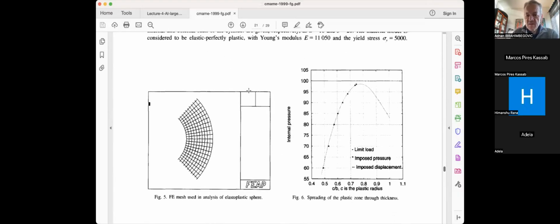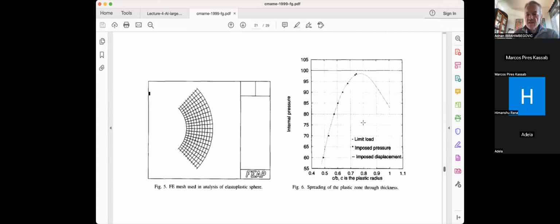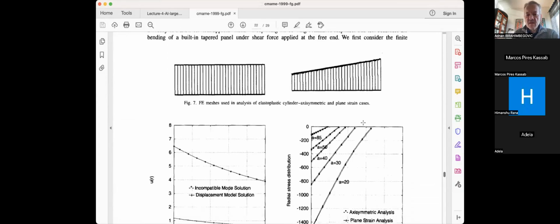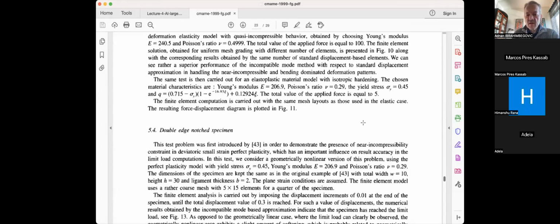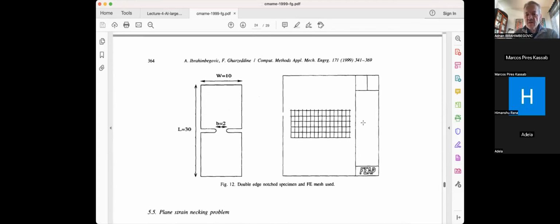Then these are some different expressions. So you have a very large, let's say, deformation of some kind of a cylinder under internal pressure. So when you have large deformation, you come to the limit, and basically after that you go into instability, because you go into a failure instability. Then this is the Cook's membrane problem. Again, you can have large deformation. Double-edged notch specimen. What's a double-edged notch specimen? It is basically the fact that you have a bar extension.